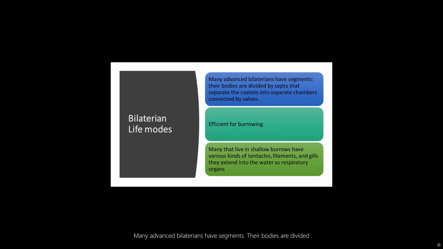Many advanced bilaterians have segments. Their bodies are divided by septa that separate the coelom into separate chambers connected by valves. This makes their bodies efficient for burrowing. Many bilaterians that live in shallow burrows have various kinds of tentacles, filaments, and gills that extend into the water as respiratory or feeding organs.